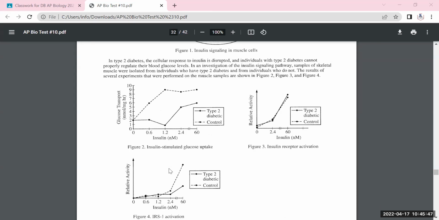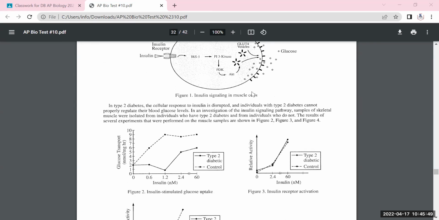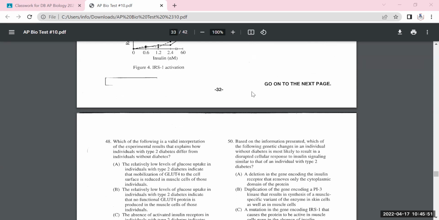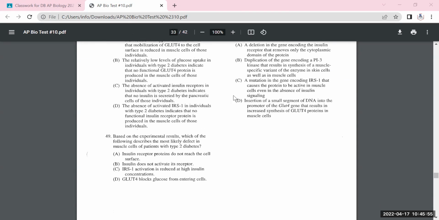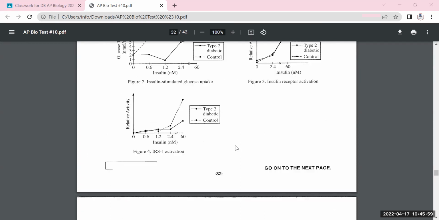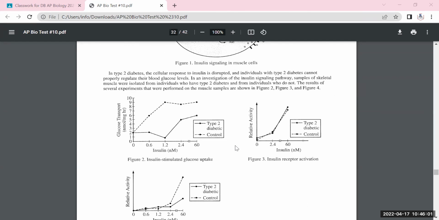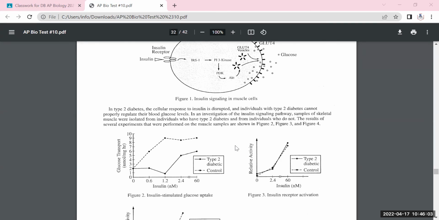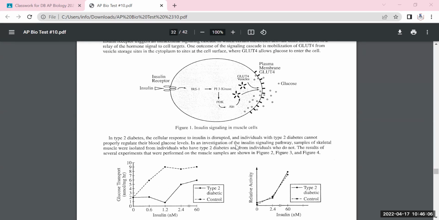So this is like the little diagram that they gave us, right? If you have a patient with type 2 diabetes, right, what's gonna happen, right? This, both, I guess both sides of this would be messed up, right?